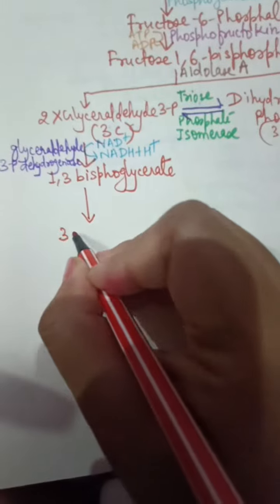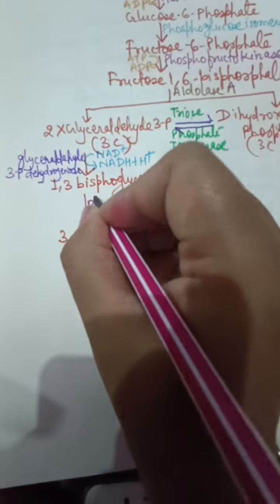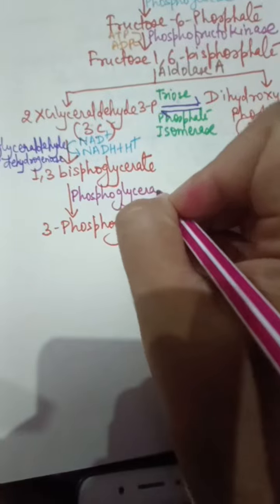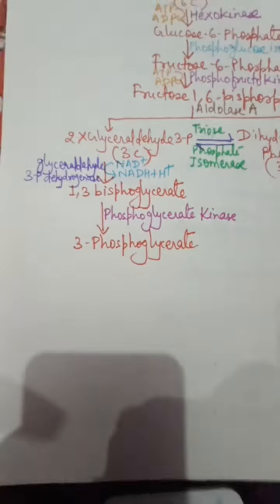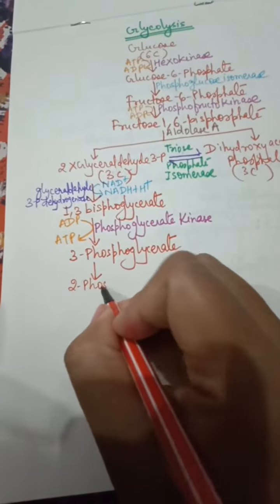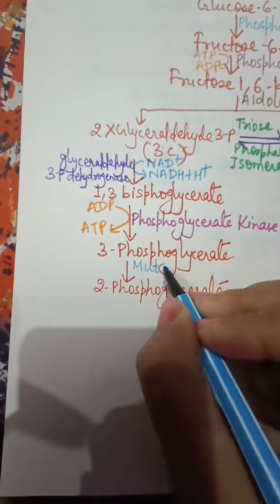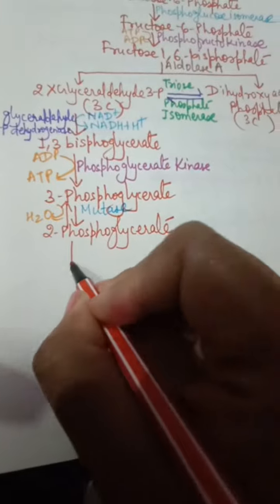Now 1,3-bisphosphoglycerate is converted to 3-phosphoglycerate in the presence of phosphoglycerate kinase, and this kinase will transfer the phosphate group from 1,3-bisphosphoglycerate to ADP to form one ATP molecule. Now 3-phosphoglycerate is converted to 2-phosphoglycerate in the presence of mutase, and here also one water molecule is released.